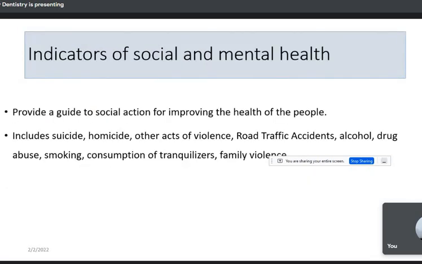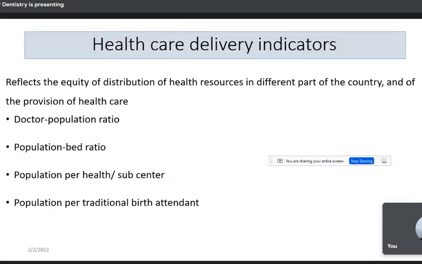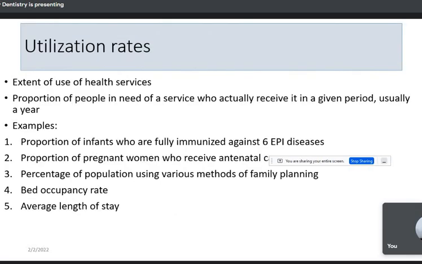Now the healthcare services are delivered to the people. But it is not necessary that the people will be utilizing those services. So there is another indicator called the utilization rate.